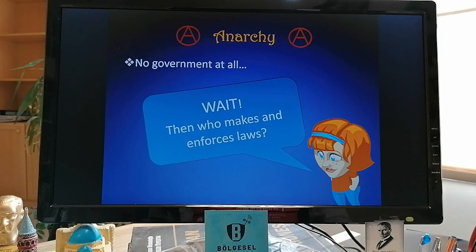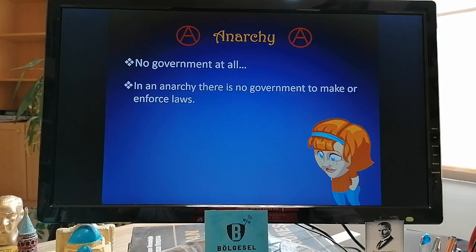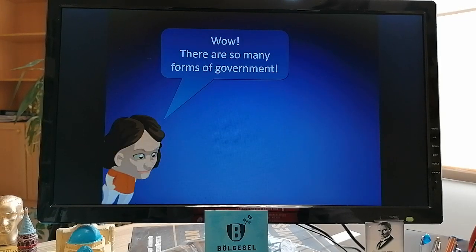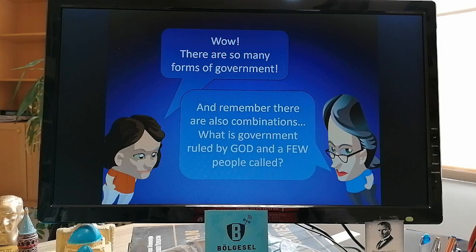How about anarchy? No government at all? Then who makes and enforces laws if there is no government? In anarchy, there is no government to make or enforce laws. So what do you think that would be like? Think. What do you imagine that would be like in that case? All right. As you can see, there are so many forms of government, guys. Let's ask you some questions. What is the government ruled by God and a few people called? I'll give you some time.